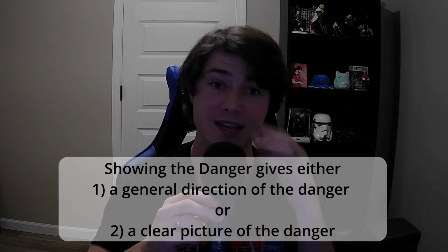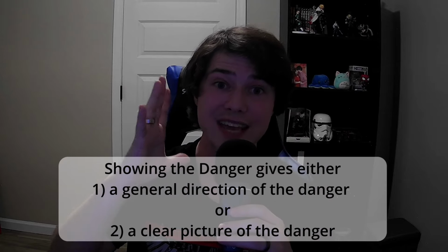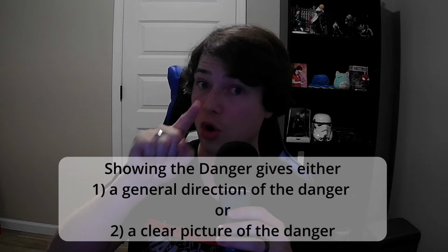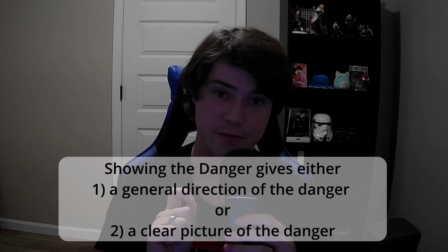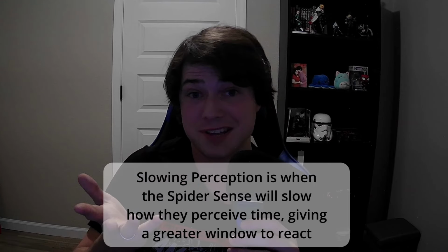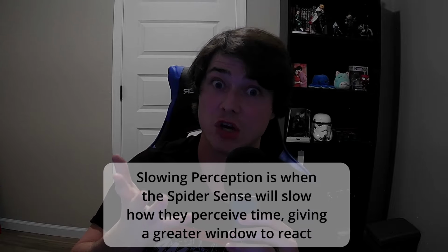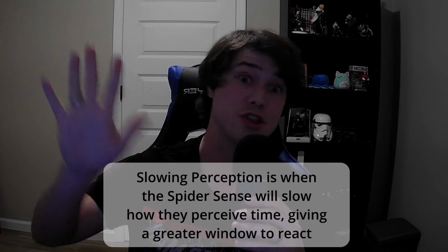Showing the danger is where that spider person is given a mental image of what the danger is, or they are given a general direction of where the danger is coming from. Then, slowing perception of time is pretty simple and easy to explain. It literally just slows how they perceive everything around them. Think Matrix, Quicksilver. You know that one scene in Amazing Spider-Man 2 with Electro in Times Square? That one.